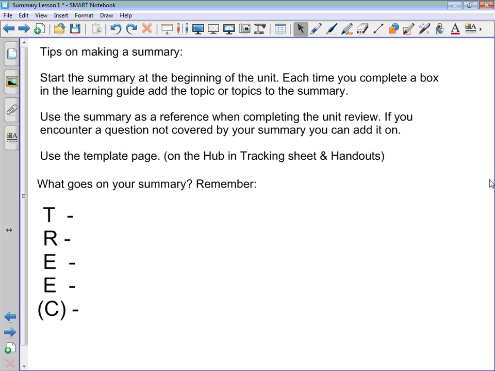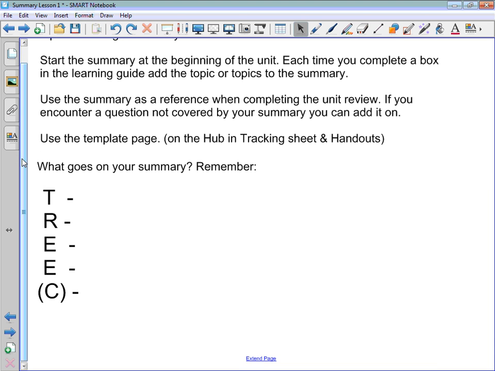What goes into your summary here? Well, here's kind of what I'd like you to keep in mind as you're making your summary: T, R, E, E, and then C. And in fact, we're going to do T, R, E, E and then C with a little star, C star. Each of these stands for something. The T stands for topic. You want to write the name of the topic that you're adding onto your summary. R is for rules, or maybe just rule.